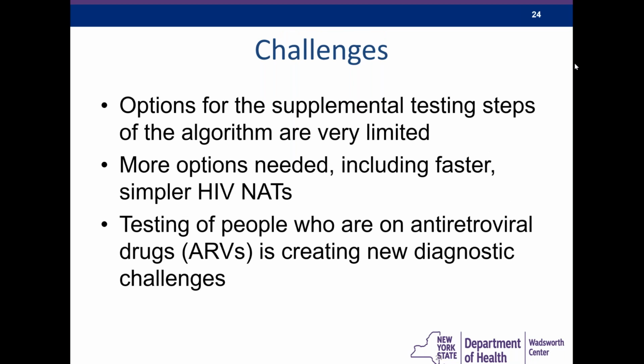So challenges. We have a lot of options for screening tests, but we are really limited in the options that we have for the supplemental testing steps of the algorithm. We definitely need more, including faster NATs and simpler NAT tests so that we can get those acute infections diagnosed more promptly. Those are a couple of ongoing challenges. In addition, testing of people who are on antiretroviral drugs is creating some new diagnostic challenges, and we're starting to see these a little bit more frequently these days.